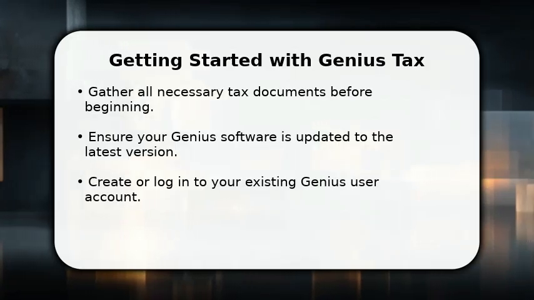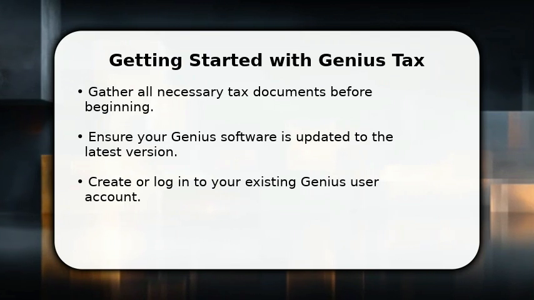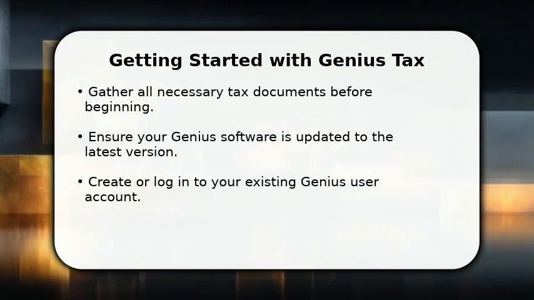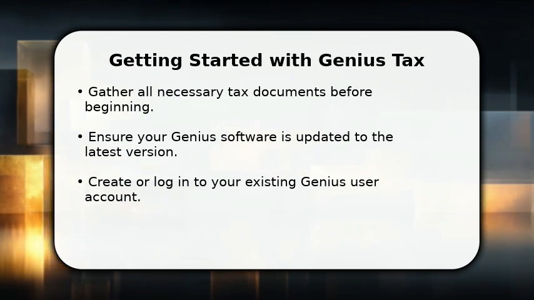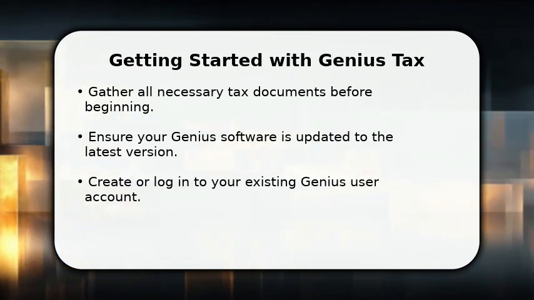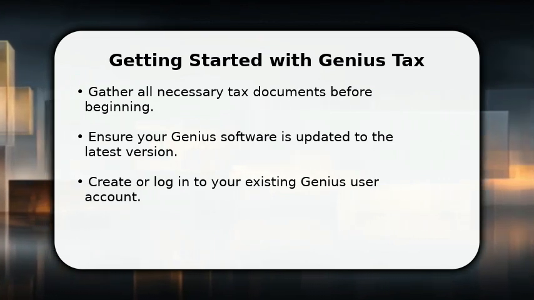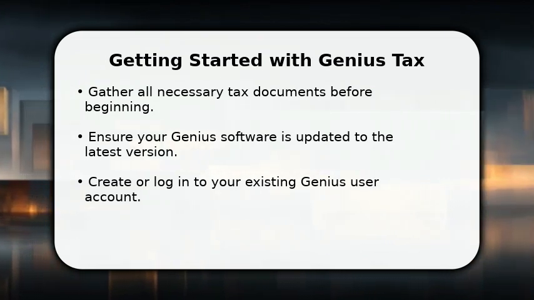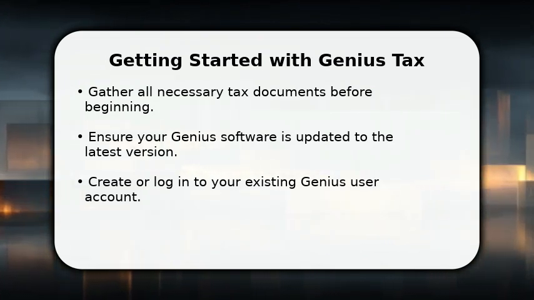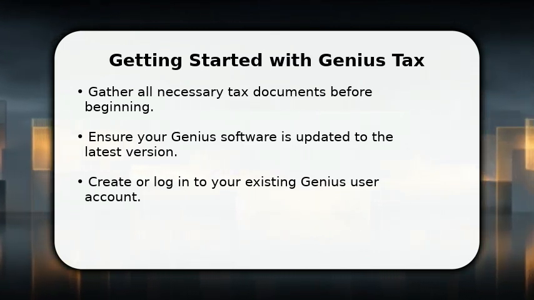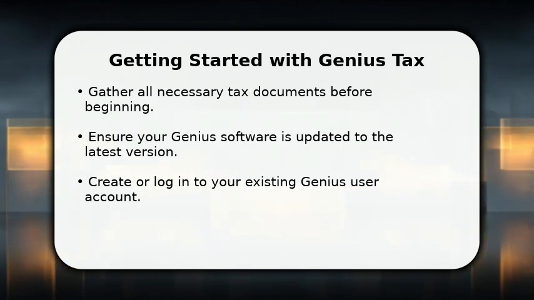In this video, I will explain how to file your income tax return using Genius software. First, gather all your essential tax documents like W-2s and Form 1099s. Next, ensure your Genius software is fully updated to the latest version for accurate processing. Finally, either create a new user account or log into your existing one to begin the filing process smoothly.